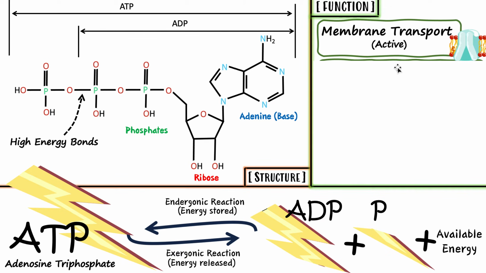So ATP is going to go to that little machine there, and it's going to give it the available energy to allow that to happen. Okay, that's one way in which ATP is useful.